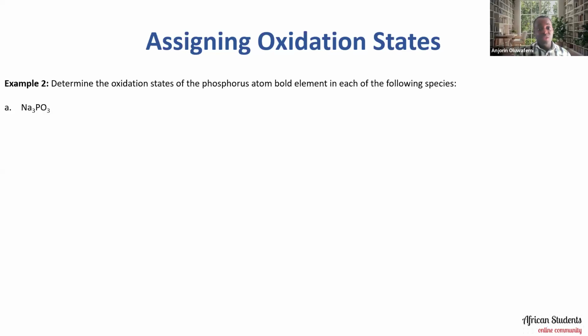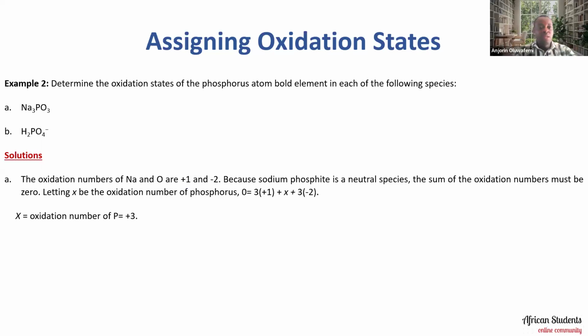So what is the oxidation state of the phosphorus atom in Na3PO3? That's the first one. The second one is what is the oxidation state of the phosphorus atom in H2PO4-? And if you look at it, let's solve it together. The oxidation numbers of sodium and oxygen are +1 and -2.